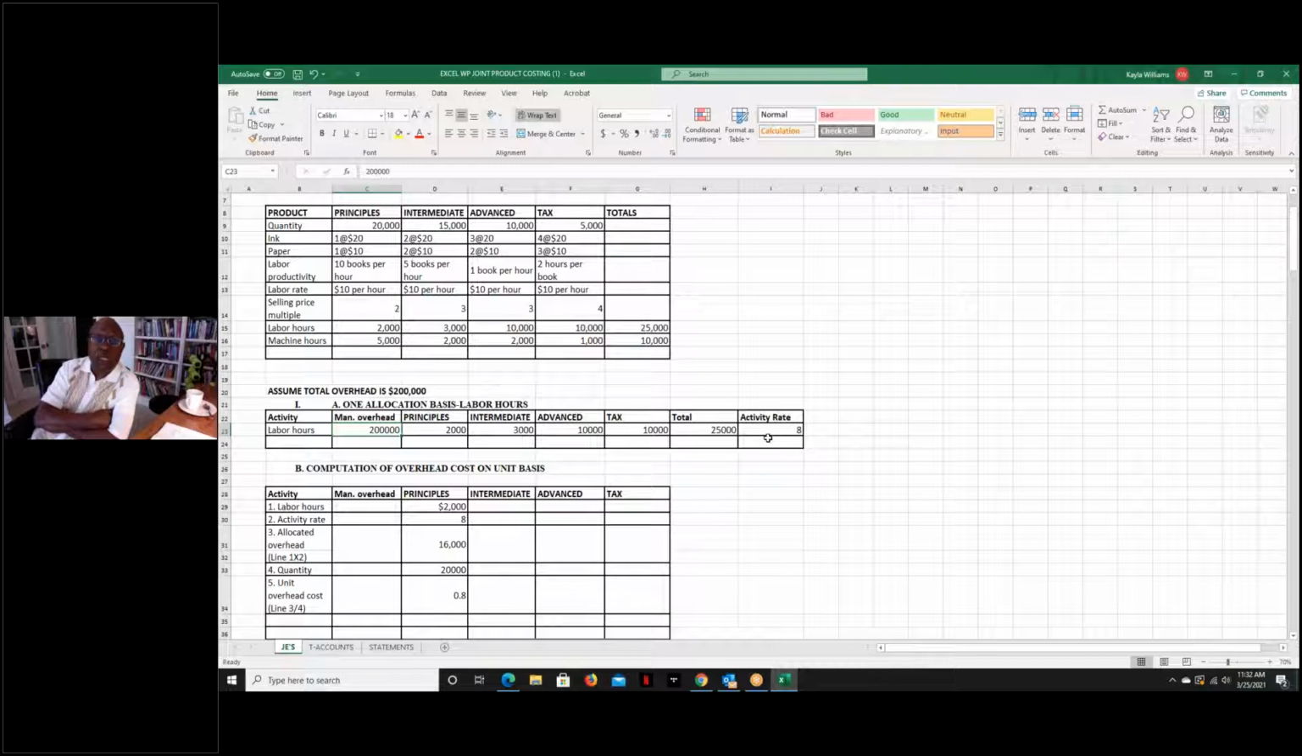Okay, so go ahead, Kayla, at this point, and let's put in, so we can see this better, let's go ahead and do lines 1, 2, and 3 for all the books. Activity rate 8 across all the books. And then this is going to equal 24,000.